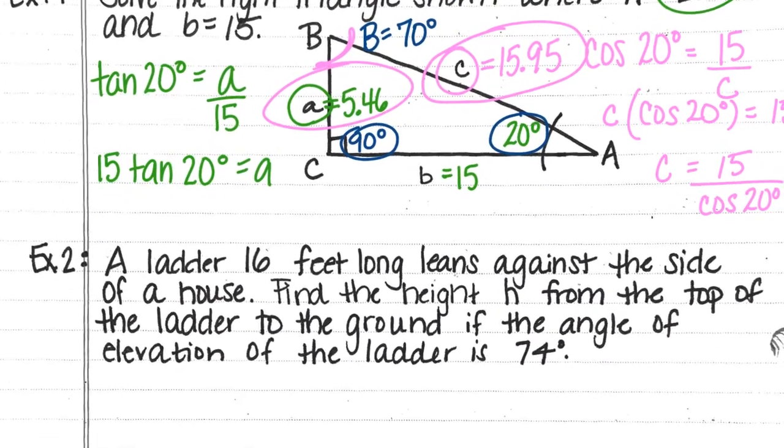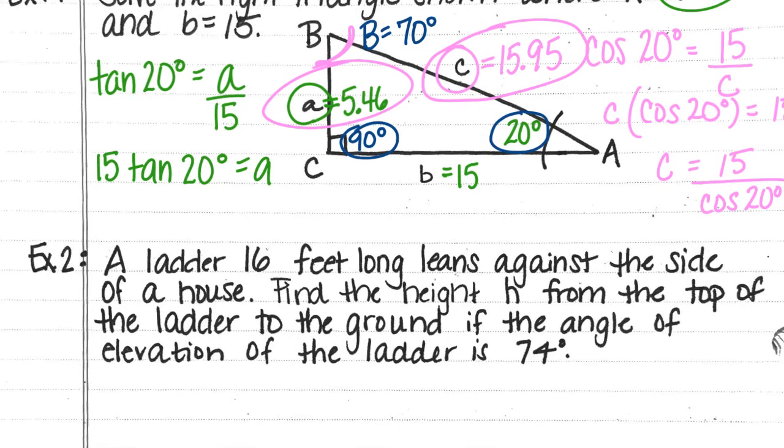A ladder 16 feet long leans against the side of a house. Well, you know me, I like to draw pictures. So here's my house, and a ladder 16 feet long leans. So I know that this is 16 feet long. And look, it makes a very convenient right triangle for us. Find the height, h, from the top of the ladder to the ground, if the angle of elevation of the ladder is 74 degrees.